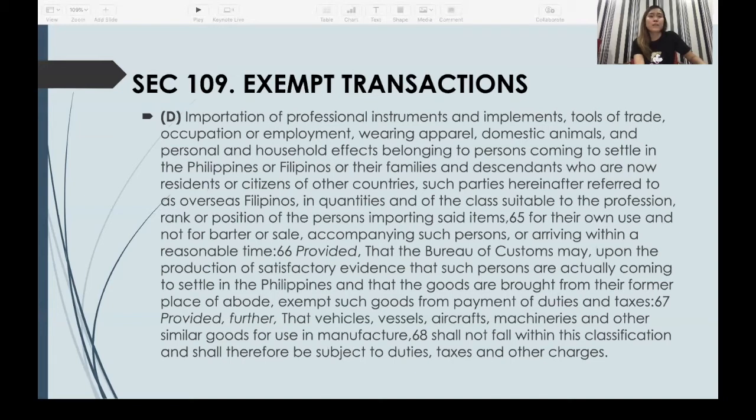If, for example, yung magre-retire is engineer doon or doctor, syempre may gamit siyang dadalhin sa Pilipinas, like mga stethoscopes or mga machines niya as being an engineer, or anything na gamit niya, or any professional instruments. Pagdating yan sa Pilipinas, it is VAT exempt. Okay?